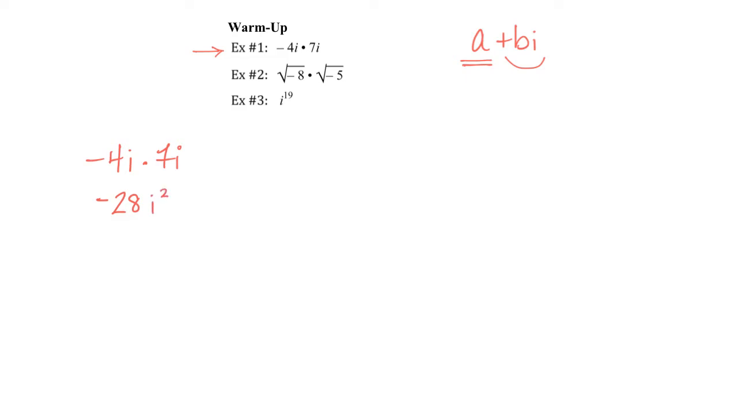Now, by definition, yesterday you should have learned that i squared is equal to negative 1. That may also be written as i equals the square root of negative 1. So when I look at the value here, i squared, I am going to replace that with negative 1. So I have negative 28 times a negative 1, and a negative times a negative is a positive. So the simplified form would be positive 28. All right, let's try example number 2.